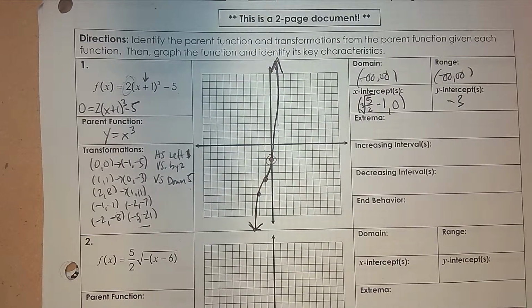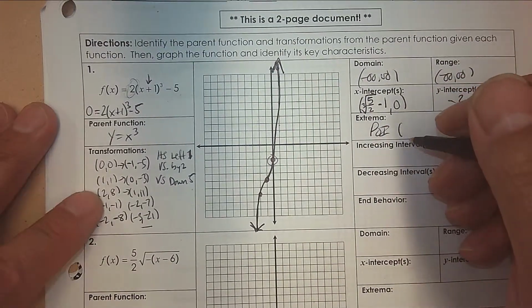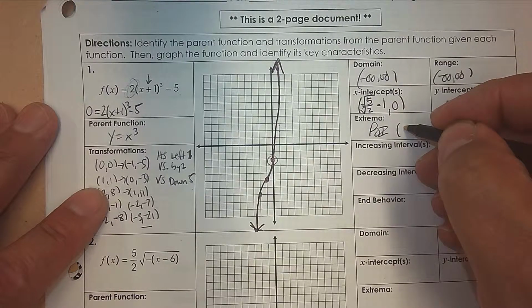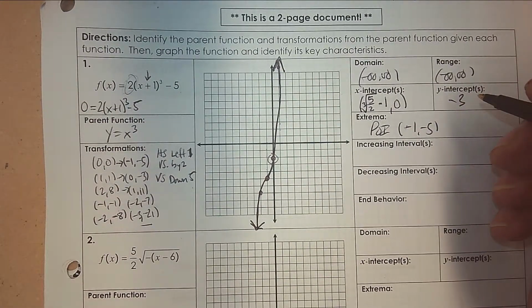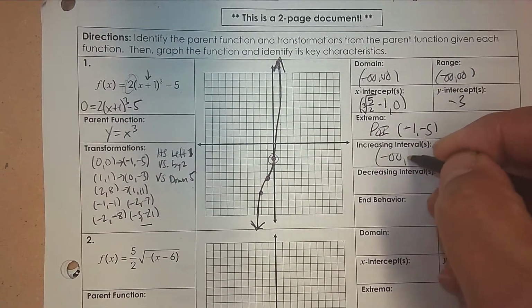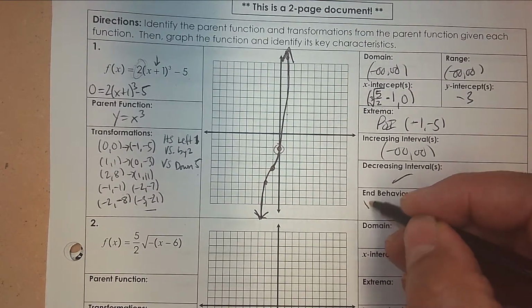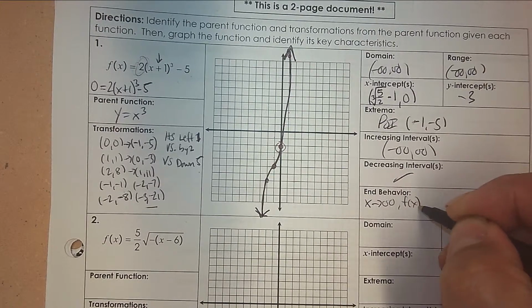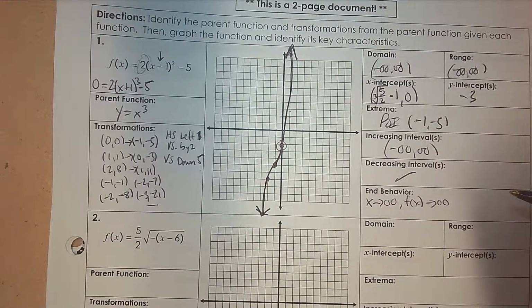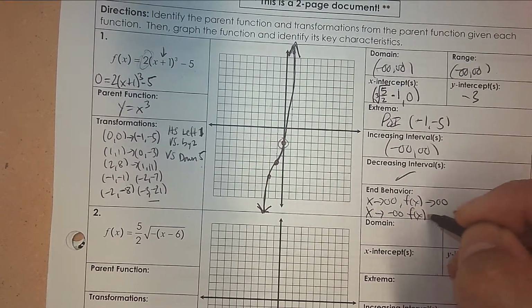Extreme points. We don't have any extreme points. We do have a critical point. So I'll put down the critical point. The critical point is that point of inflection, which is at -1, -5. Where is it increasing? Everywhere. Where is it decreasing? Nowhere. So when I look left to right, what's the end behavior? Well, as x approaches infinity, f of x is approaching infinity. As x approaches -infinity, that's the left end, the function's going to -infinity.